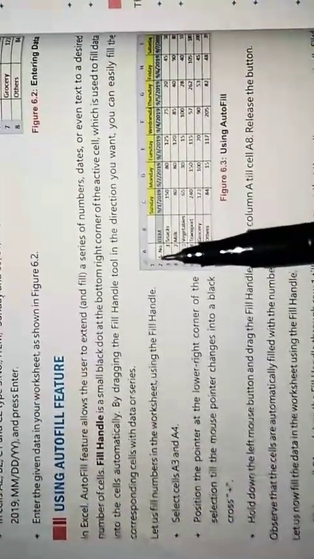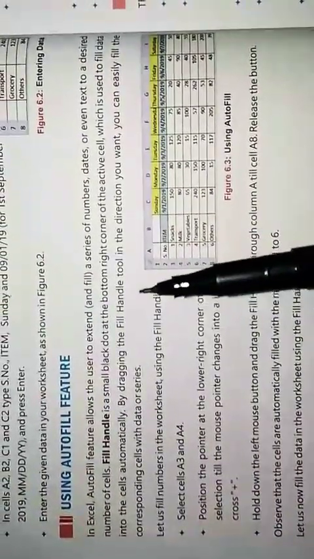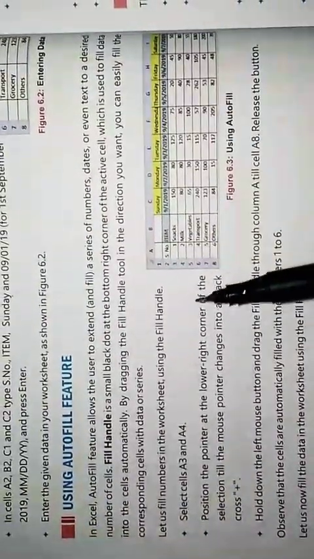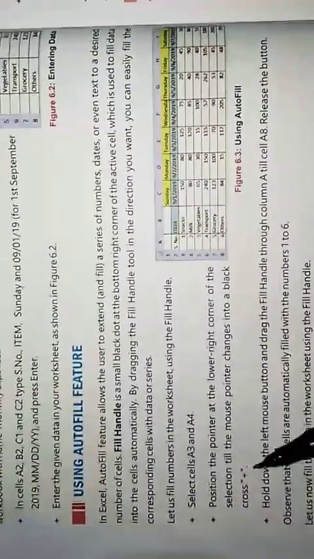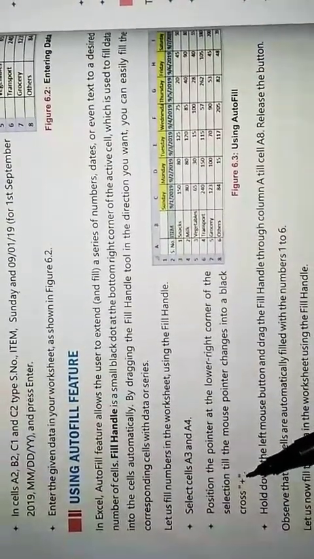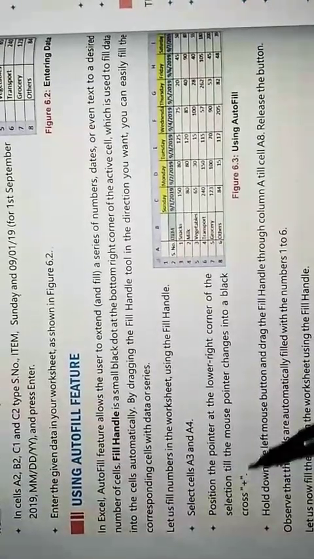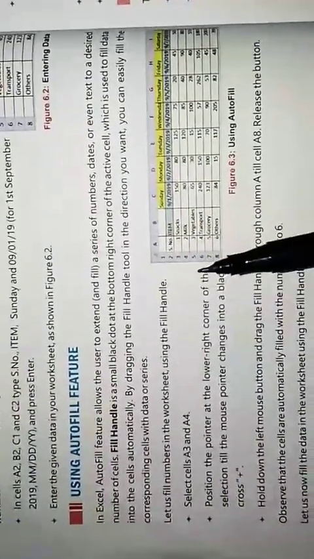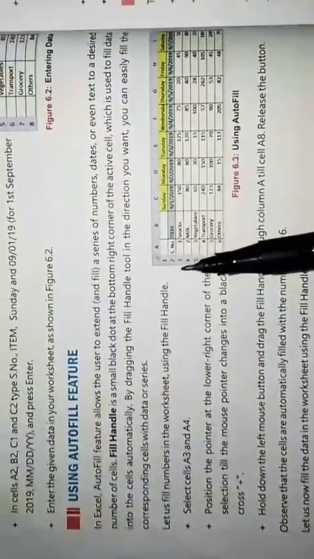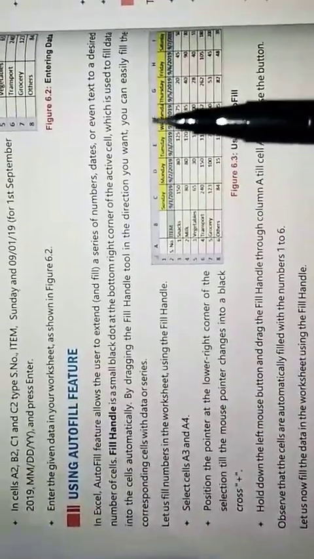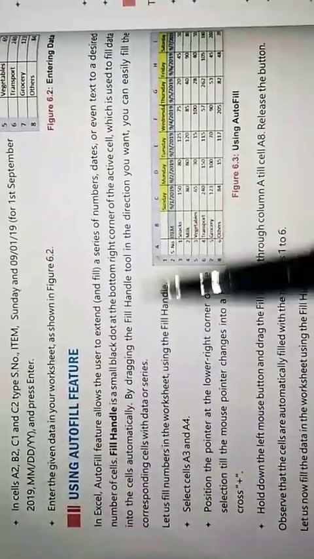You can click on this, and the mouse pointer will change into a plus pointer. Then you can drag it to your next cell, so the data will automatically fill into the next cells also. Understand?